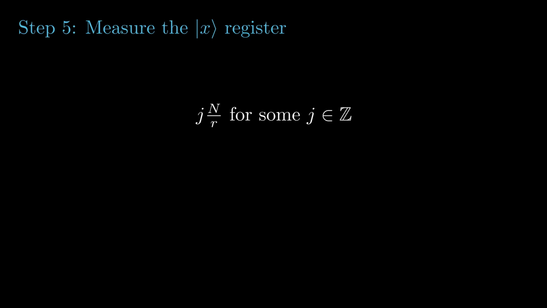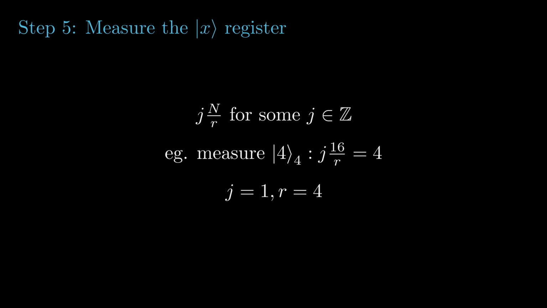The measurements peak for j times N over r, for integer j. Capital N is 2 to the power of our number of qubits, which in this case is 4, so capital N is 16. So say for example we measure 4. Our measurements peak at 4, so the equation can only be satisfied if j is equal to 1 and r is equal to 4.